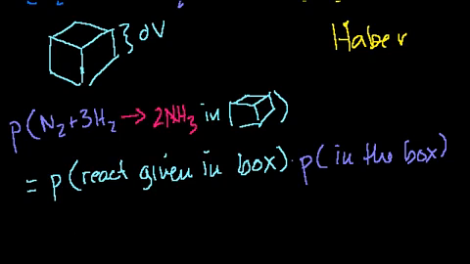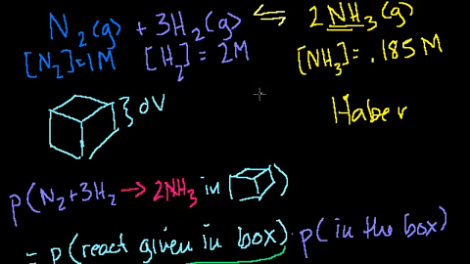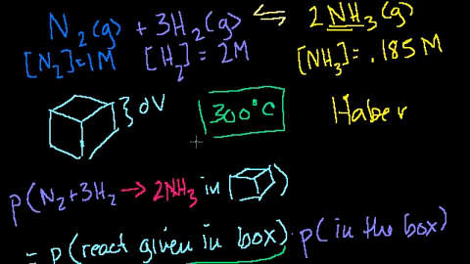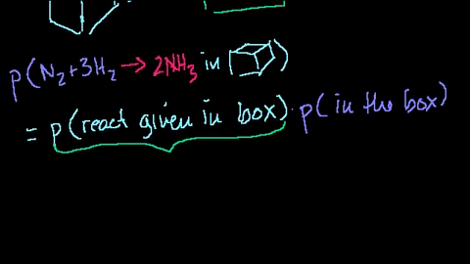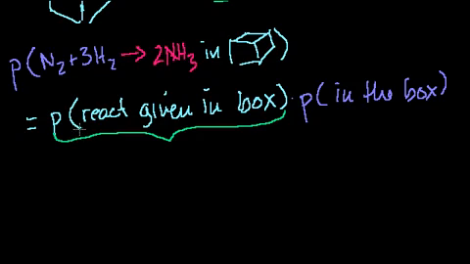Now, my claim is that this piece right here is a constant. If you know the temperature, for the Haber process, these concentrations, this would happen at 300 degrees Celsius. I just looked that up. No need to memorize something like this. But equilibrium constants hold at a certain temperature. So I'm claiming that if I give you a temperature, say 300 degrees Celsius, and if I tell you that I have one nitrogen and 3 molecules of hydrogen in your box, there's some constant probability that they react. It depends on their configuration and all of that.